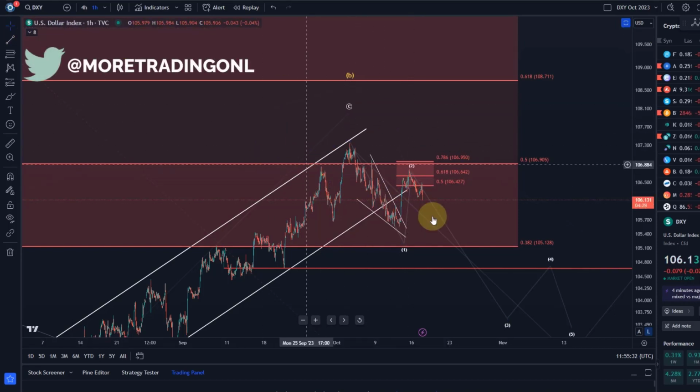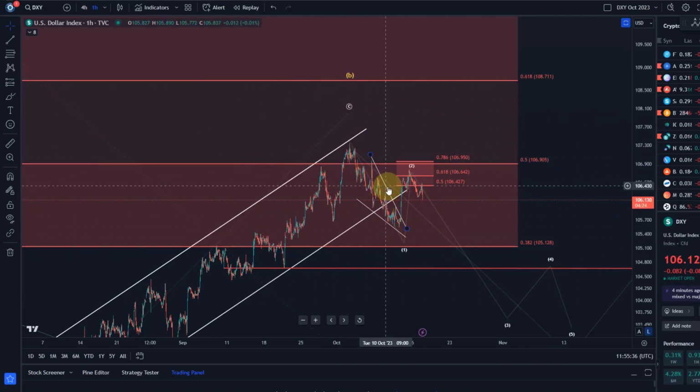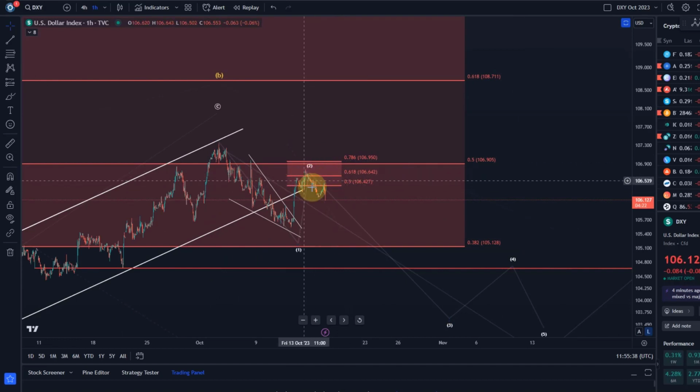So still in a potential topping structure here. No change basically to previous updates. In the end, the resistance area I presented you with last week worked out nicely. The price moved into this target area for a wave 2 after we moved down in a potential wave 1 leading diagonal after the price presumably topped on the 3rd of October.